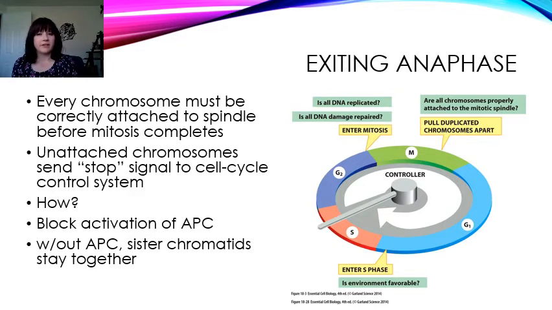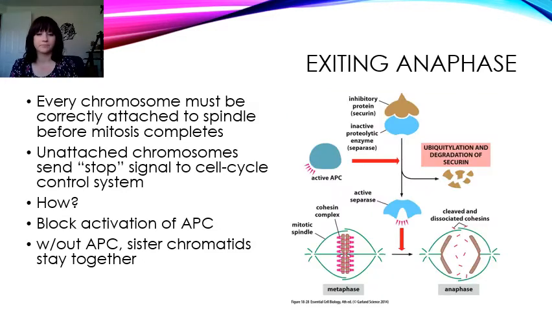And without APC, if you recall, the sister chromatids cannot separate. So here's just showing that figure again. If the chromosomes are not lined up at the metaphase plate, they will not allow APC to be activated. Once APC does get activated, it can turn on separase, which will allow the sister chromatids to get pulled apart. And the way it does that is by breaking down those cohesin proteins.